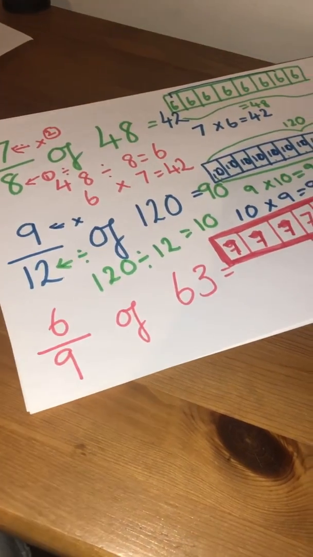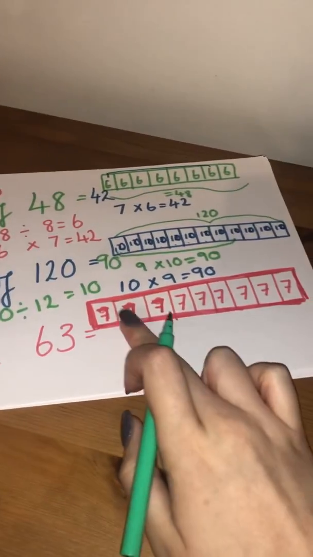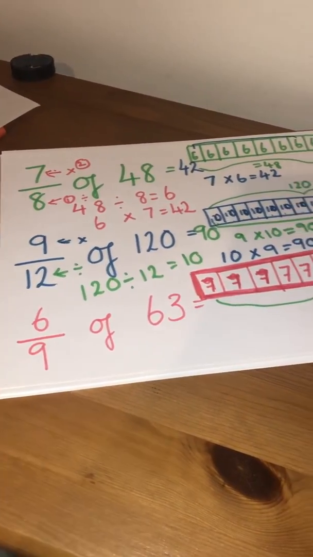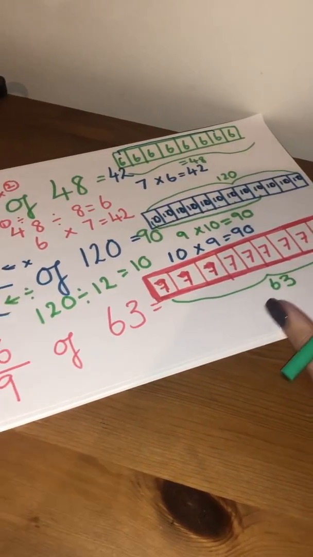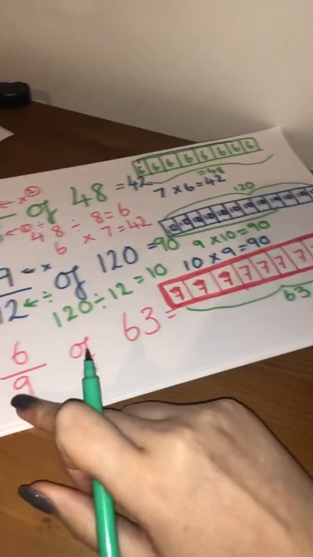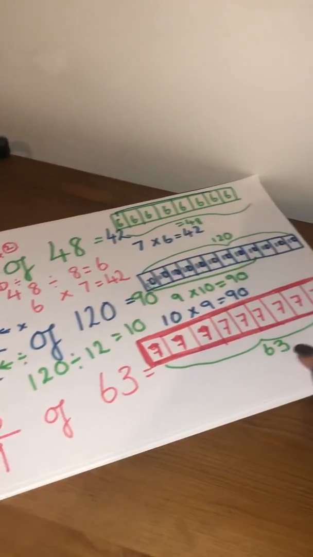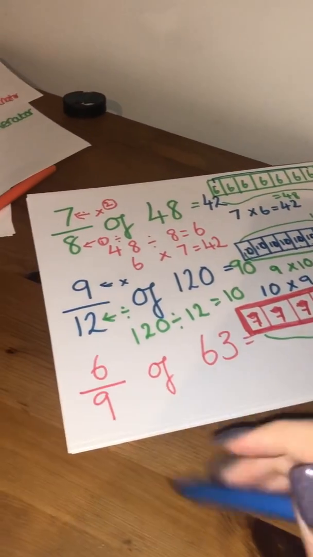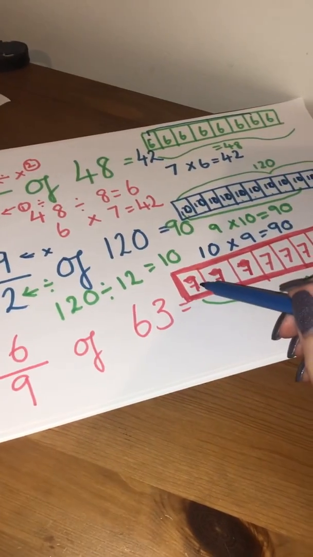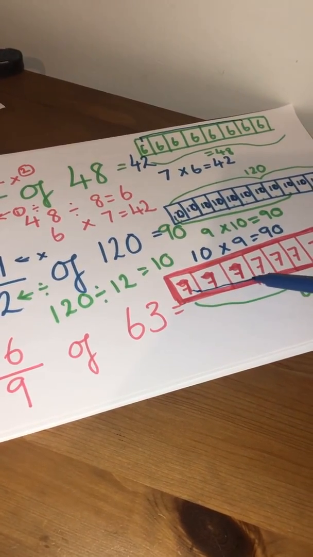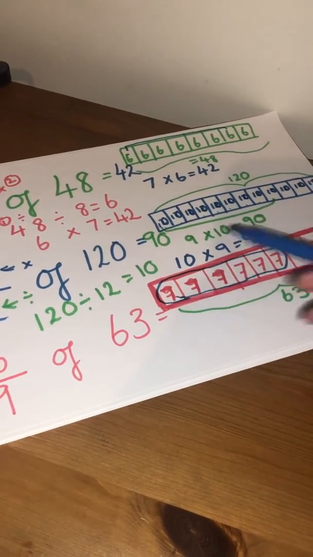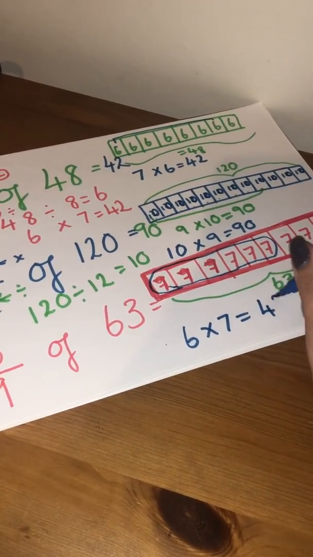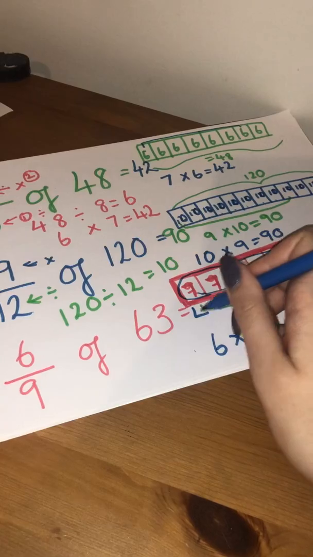My last question, 6/9 of 63. So my bar is split into 9 pieces, so I know that my total bar was worth 63. Therefore, I know that in each of those bars, I divided 63 by 9, I know that 9 times 7 is 63. So each piece is going to be 7. Now this question asks me for 6 of those pieces. So it's going to be 1, 2, 3, 4, 5, 6. It wants that many pieces of our bar. So it's going to be 6 times 7 equals 42. So 6/9 of 63 equals 42.